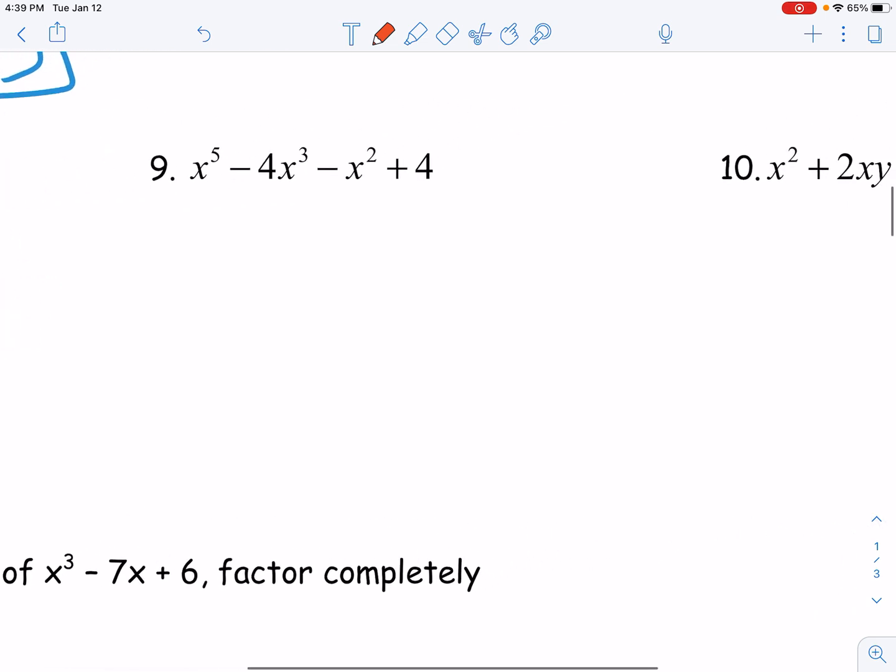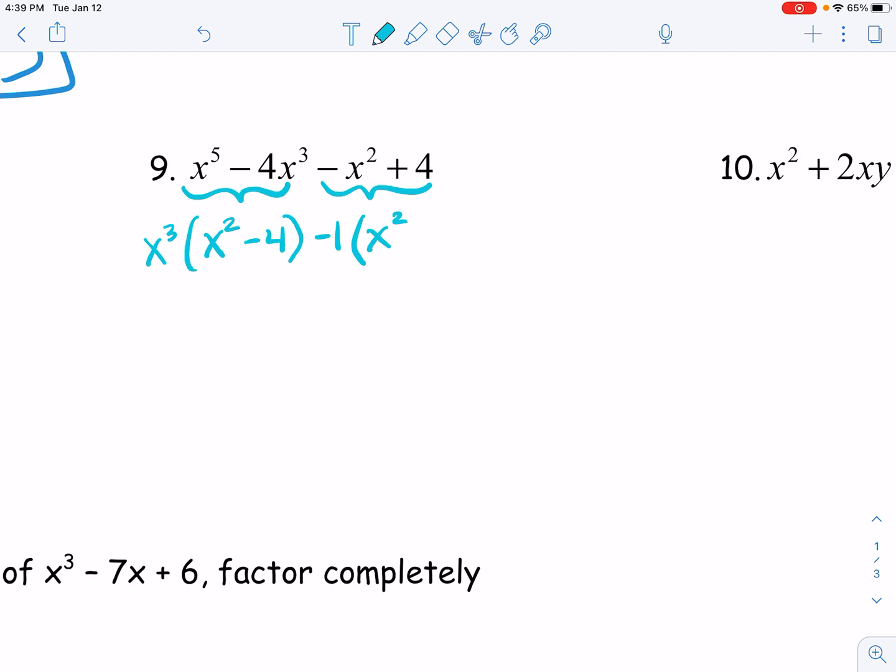Okay, here's another one. 4 terms, no GCF. So I want to look at the first 2 terms and the last 2 terms. First 2 terms have a GCF of x cubed, leaving me with x squared minus 4. Last 2 terms, technically the GCF is just the negative 1, leaving me with x squared minus 4. Good, because I want to see the same inside my parentheses. So that means I have x cubed minus 1 and x squared minus 4.